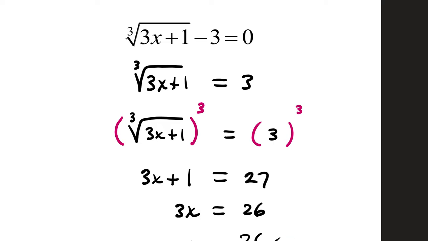If you substitute back in, 3 times 26 over 3 is 26. Plus 1 is 27. Cube root of 27 is 3. Minus 3 is 0.